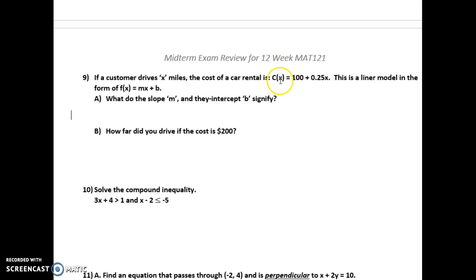Plug a 0 in here for x. You would get the value, so x is 0. You'd still owe $100. The y value would be 100. You'd owe $100. So what that $100 is just the down payment that you owe for renting the car.